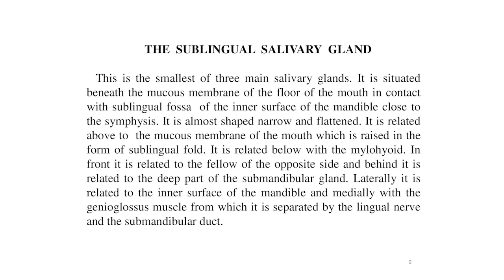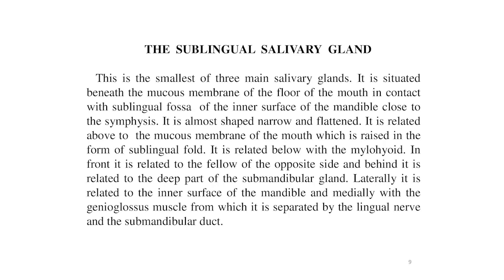It is related above to the mucous membrane of the mouth, which is raised in the form of the sublingual fold. It is related below to the mylohyoid. In front it is related to the fellow of the opposite side, and behind it is related to the deep part of the submandibular gland. Laterally it is related to the inner surface of the mandible, and medially to the genioglossus muscle, from which it is separated by the lingual nerve and the submandibular duct.